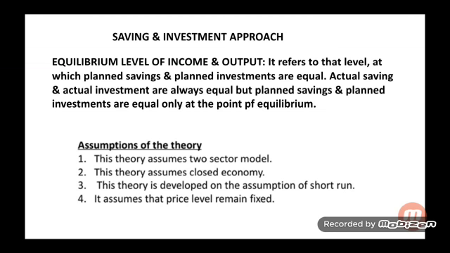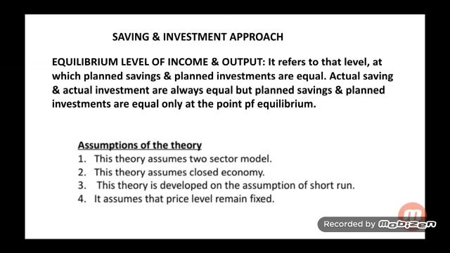Actual savings and actual investments are always equal, but planned savings and planned investments are equal only at the point of equilibrium. इन्होंने क्या कहा, एक्चुअल सेविंग्स और एक्चुअल इन्वेस्टमेंट्स हमेशा इक्वल होते हैं, बट जो प्लान्ड सेविंग्स और प्लान्ड इन्वेस्टमेंट्स होती हैं वो इक्वल कब होती हैं, ओनली एट द पॉइंट ऑफ इक्विलिब्रियम. Assumptions of the theory: this theory assumes the two-sector model. ये टू सेक्टर मॉडल को एज्यूम करती है.